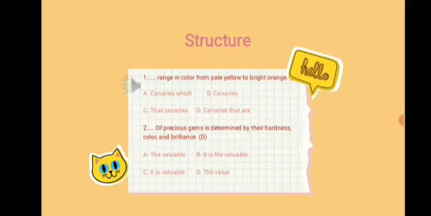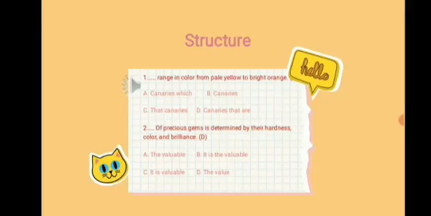B is wrong, because there is an additional word which. And C is also wrong, because there is an additional that, which is a conjunction. And D is wrong, because there is an additional that conjunction and a verb addition.